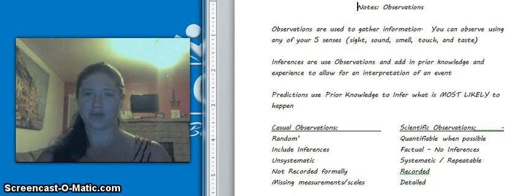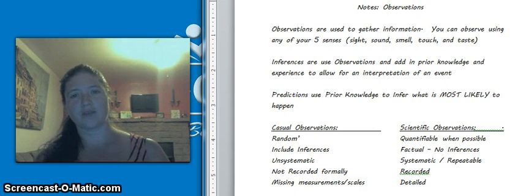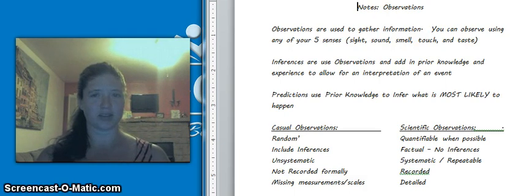We don't record casual observations formally. We usually don't have them written down. We aren't taking notes on them. We don't have data tables of casual observations in our everyday life. We also usually don't have measurements or scales. If you're talking about how tall somebody is, usually it's a comparative value. We don't usually go, oh, well, they are exactly 6 foot 3 inches and 2 centimeters. So it usually is missing either measurements or scales in those observations, and we use more comparisons, like the person who is taller than this other person.